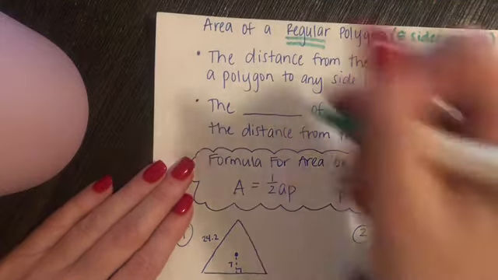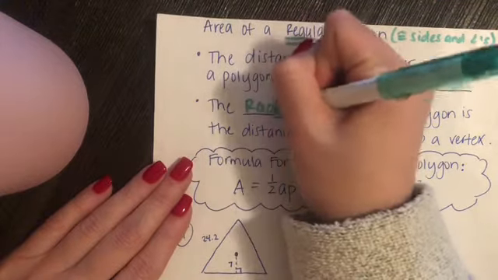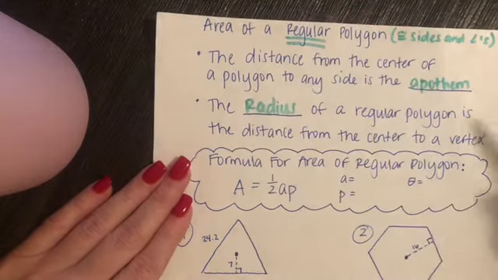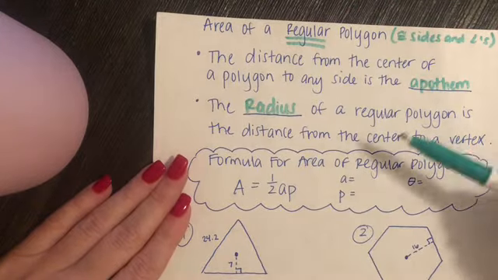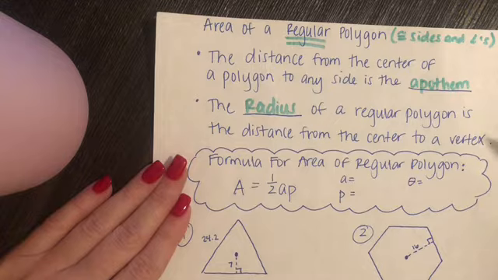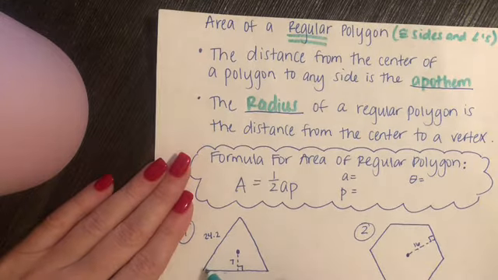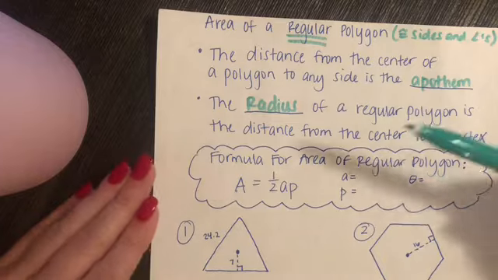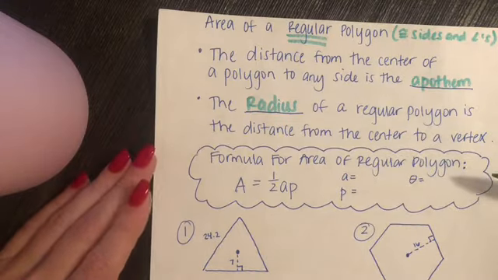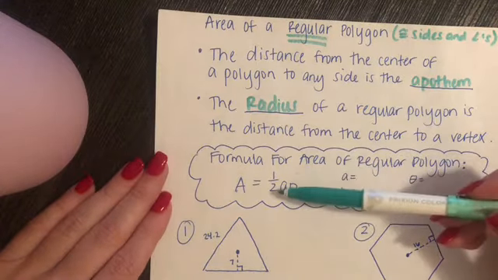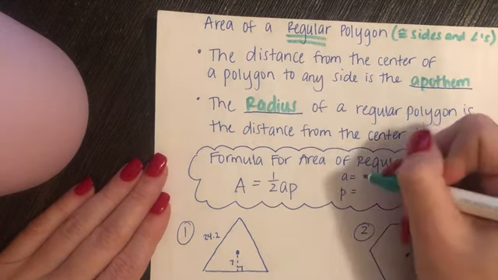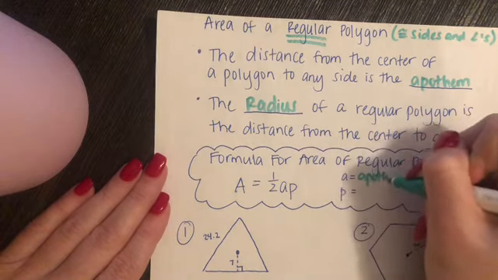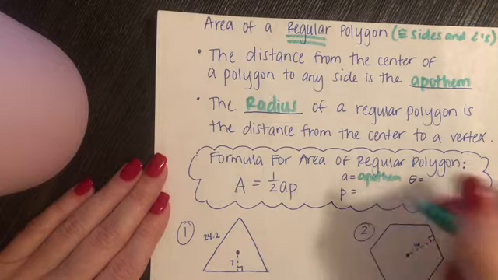Okay, now this is different from the radius. Okay, the radius of a regular polygon is the distance from the center, okay, to the vertex. We're going to be drawing those in, but you could draw the center to the vertex. I would refer to that as the radius in the picture. All right, now the formula for calculating the area of a regular polygon is 1/2 the apothem times the perimeter.